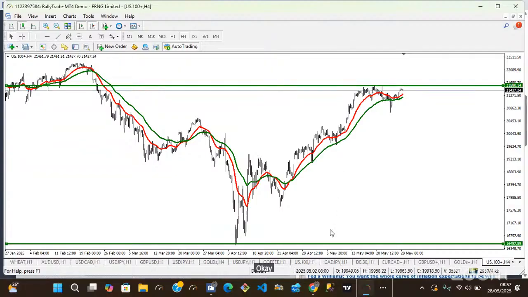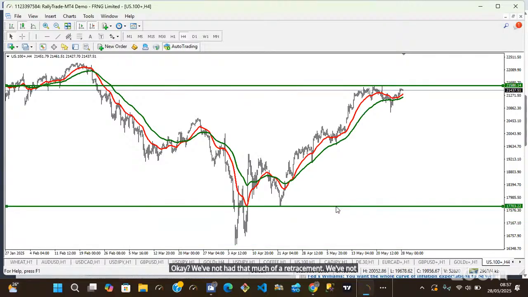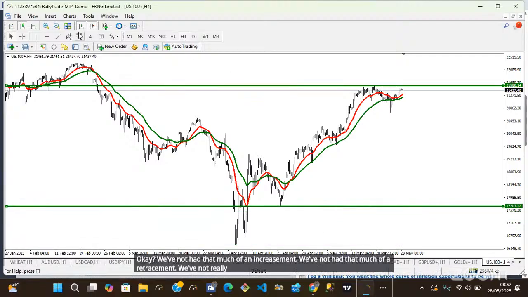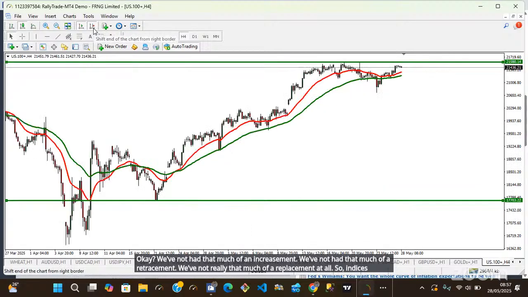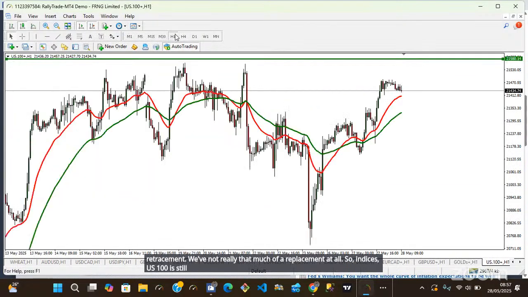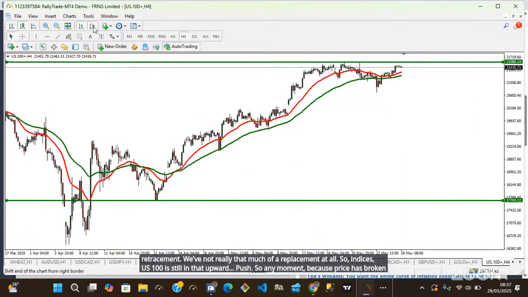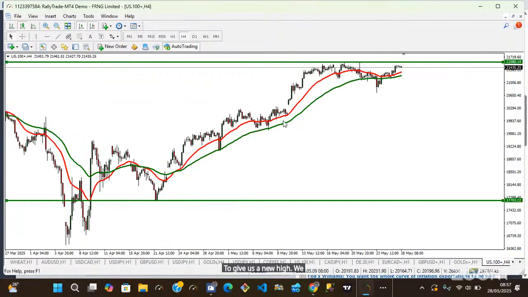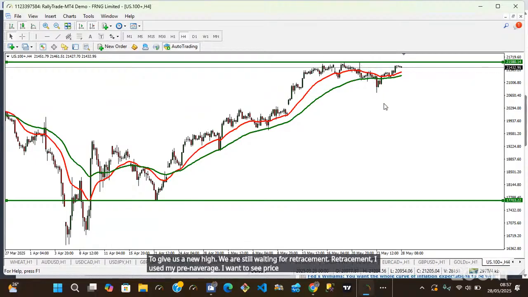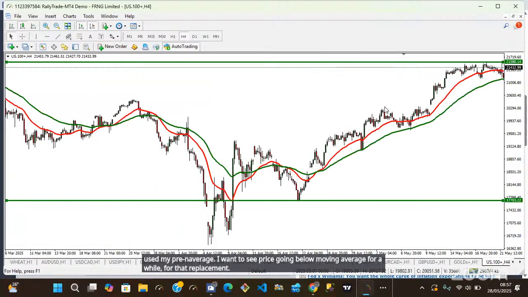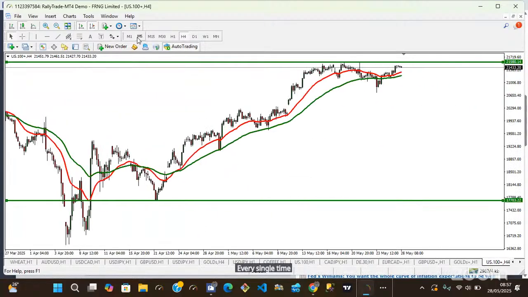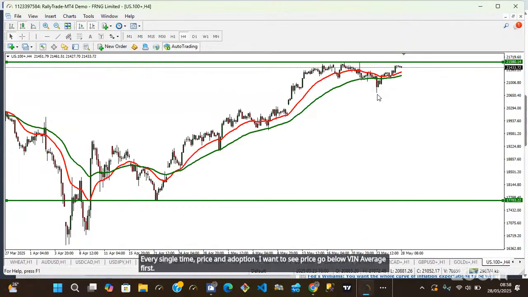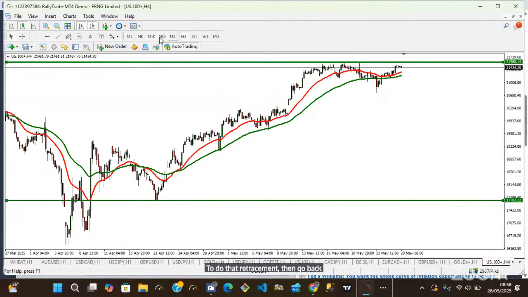We've not had that much of a retracement at all. So indices, US 100 is still in that upward push. So any moment, because price has broken above the high to give us a new high, we are still waiting for retracement. For retracement, I use my moving average. I want to see price going below moving average for a while for that retracement. Every single time, price in an uptrend, I want to see price go below moving average first to do that retracement, then go back above before we start to buy.